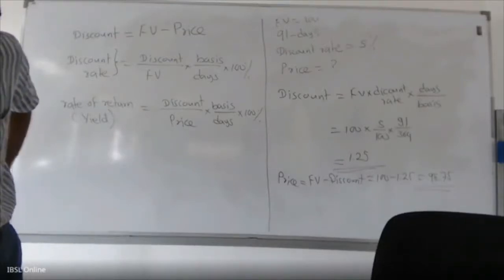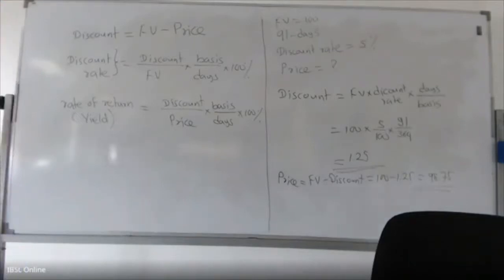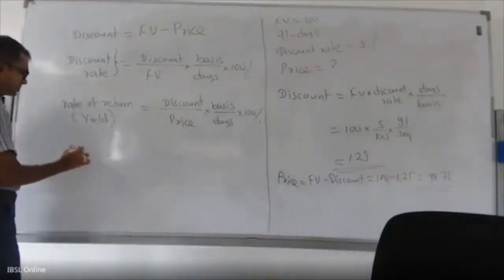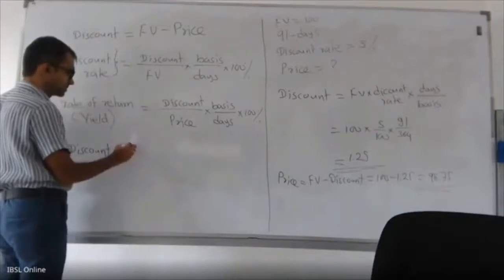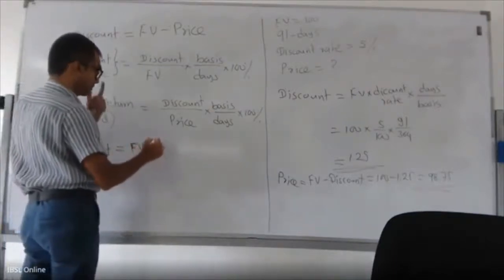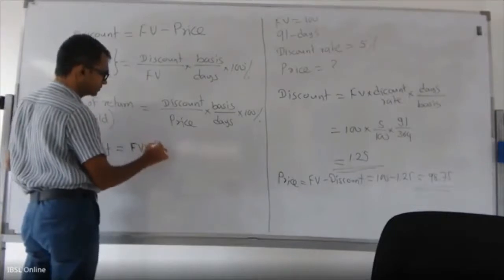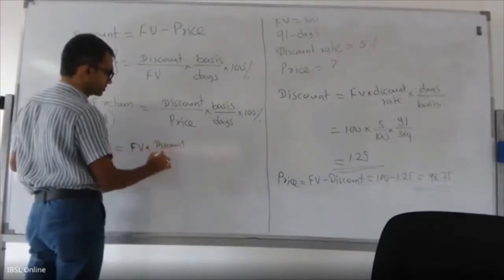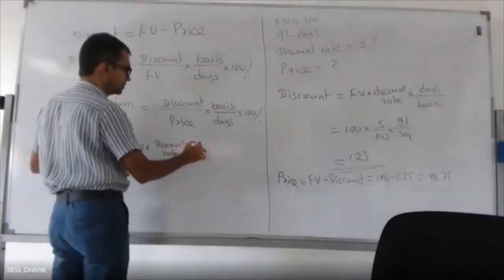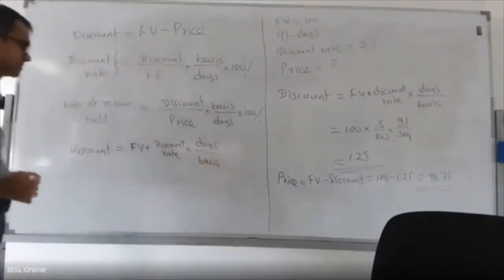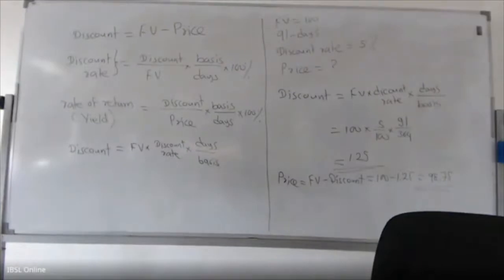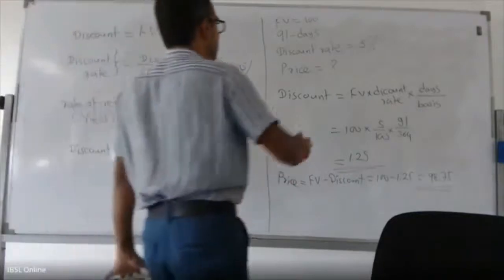Any question? So therefore we can write discount equals face value into discount rate into base divided by basis. Clear? Any question? Can we leave this?